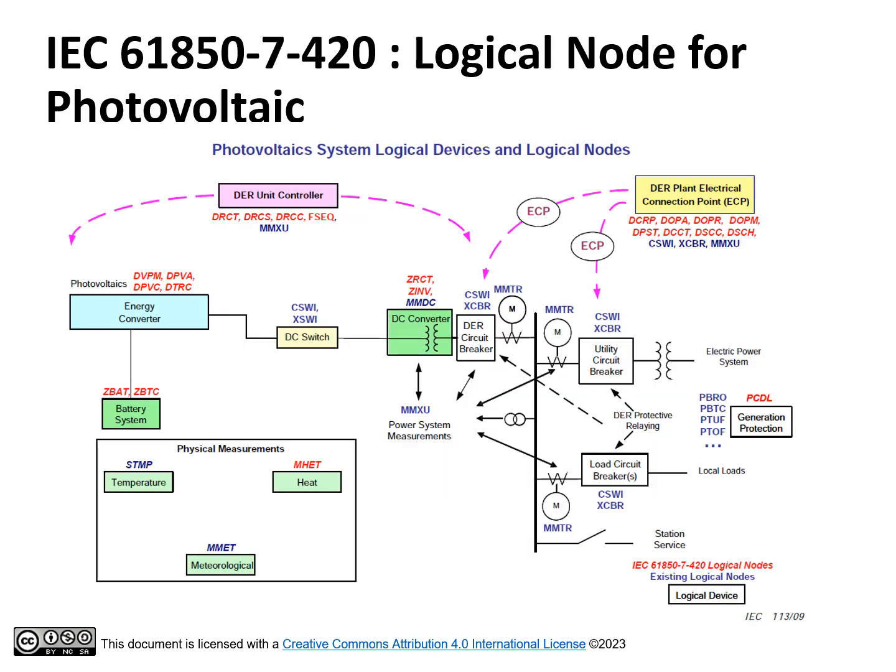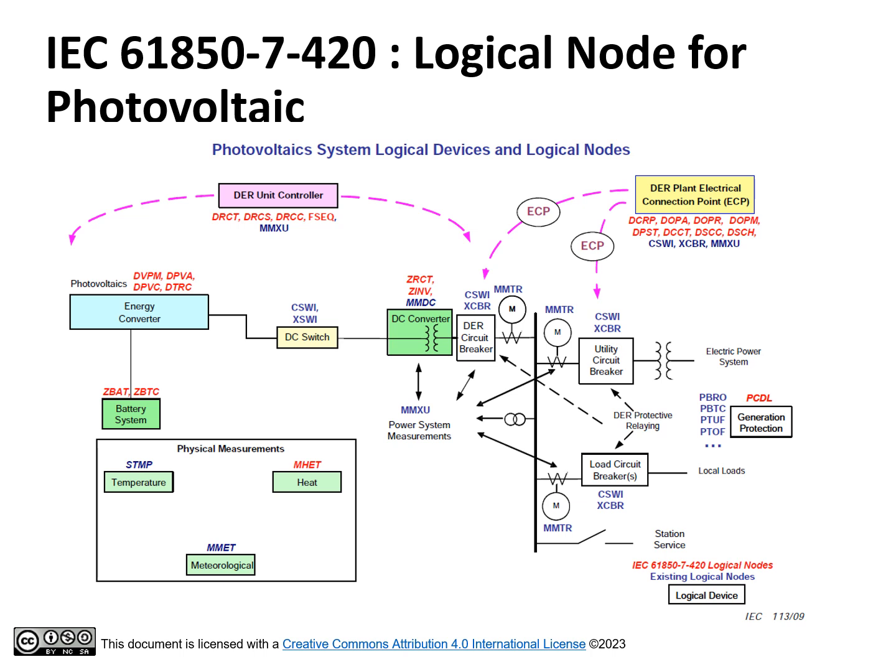This figure shows the logical nodes and the logical devices needed to monitor and control PV systems according to IEC 61850. The system consists of a PV array connected to a DC-AC converter through a DC circuit breaker. A battery storage is connected to the DC bus of the DC-AC converter. The DC-AC converter is connected to the grid through the DER circuit breaker.